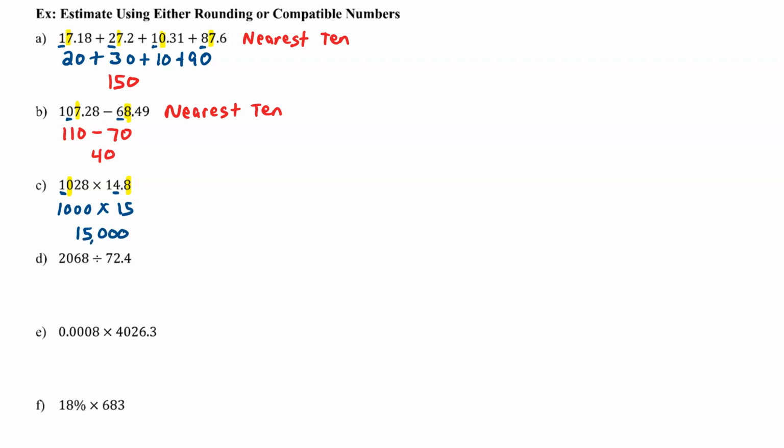Part D, we've got some division, so we're going to round the first one to the nearest 100. So when we look to the right, that 6 forces us to round up to 2,100. Divided by, with the second one, we're going to round to the nearest 10 on this one. So looking at the 2 that's sitting beside it, that's going to force us to round down to 70. And so then when we do 2,100 divided by 70, we do get 30.